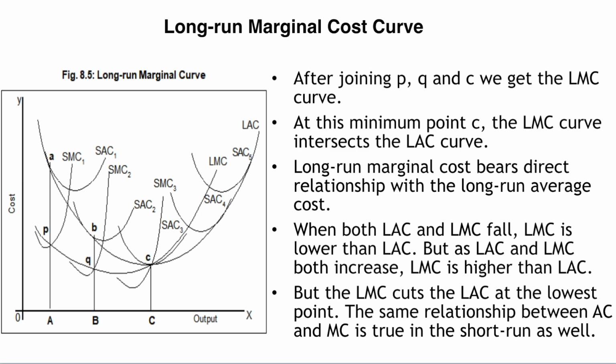Long run marginal cost bears direct relationship with the long run average cost. When both LAC and LMC fall, LMC is lower than LAC, but when LAC and LMC both increase, LMC is higher than LAC. But LMC cuts the LAC at the lowest point. The same relationship between SAC and SMC is true in the short run as well.